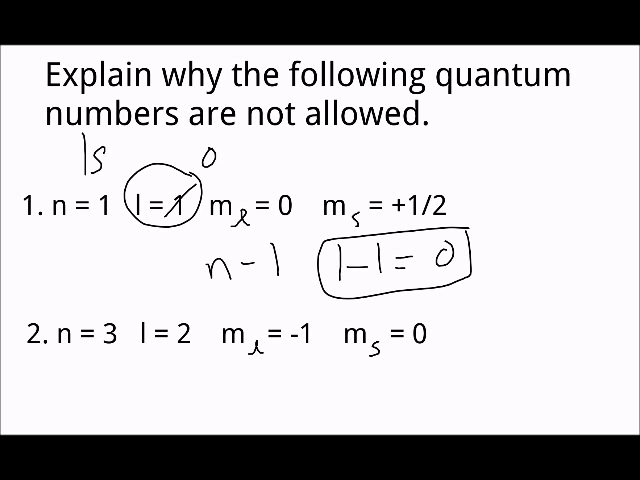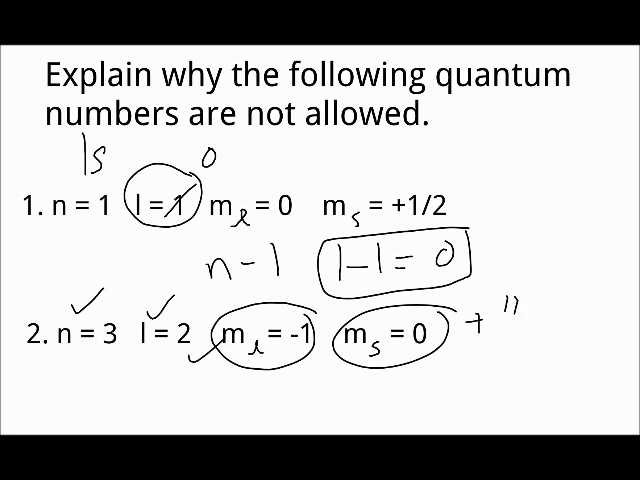So then if I come over here and I look at the next one, here I have n equals 3. That is plausible. L equals 2. That's fine. That would be the upper limit. If I took 3 minus 1, I would get 2. M sub L of -1, that's within the range of negative 2 to positive 2, so that's fine. But I have a spin here of 0. I'm implying my electron would have no spin. That's not acceptable. Electrons have to have a plus 1/2 or a minus 1/2 spin. So that is the reason that that set of quantum numbers could not exist.